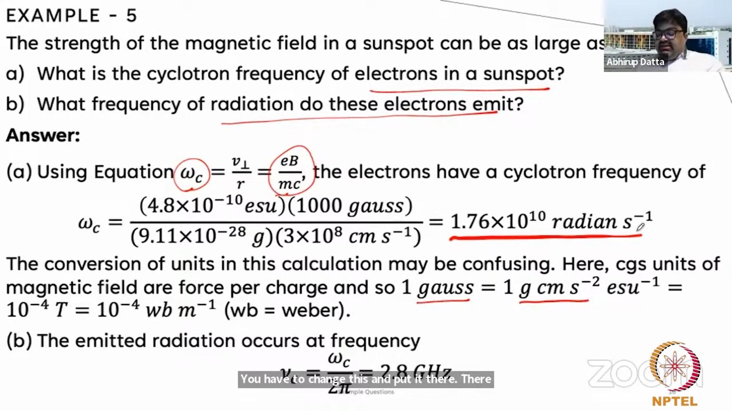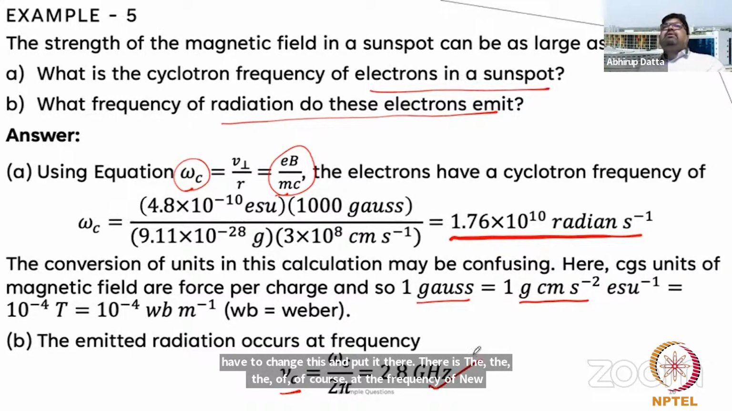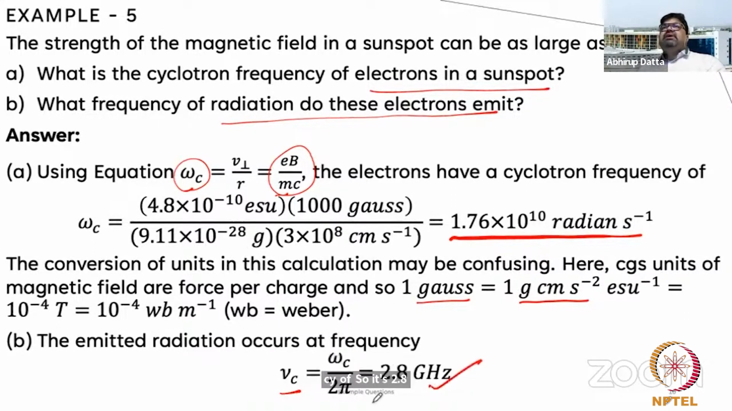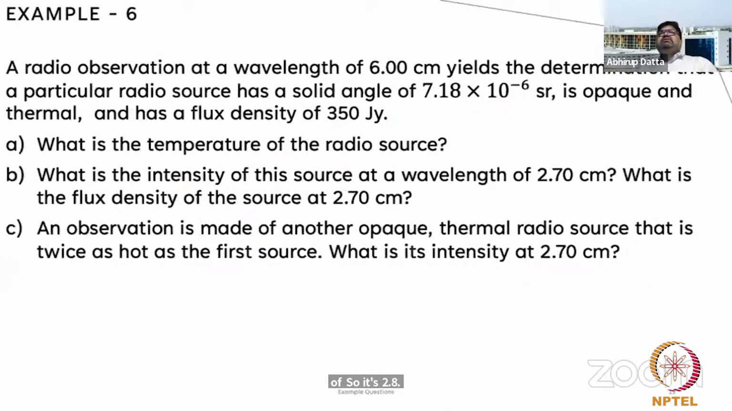The emitted radiation occurs at a frequency of nu c, which is omega c over 2 pi, because omega c is just a cycle frequency. So it's 2.8 kilohertz. Again, it's actually very simple. You just have to use the right expression.